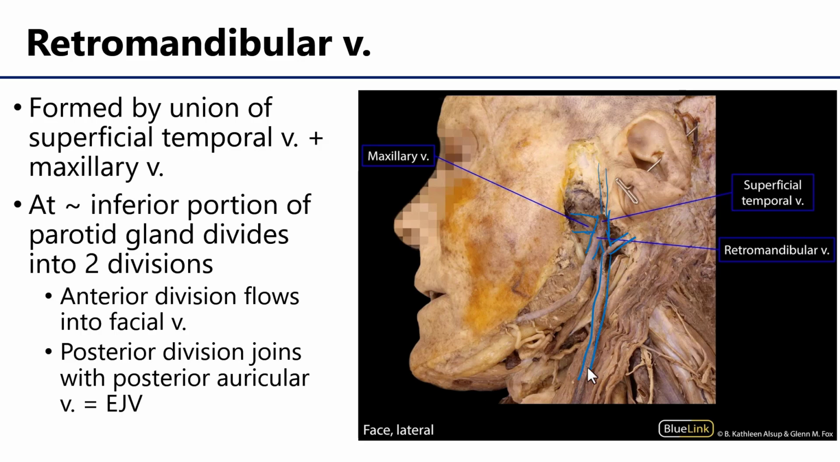That's the external jugular vein that moves superficial to the sternocleidomastoid muscle, whereas the anterior division meets up with the facial vein to have a common trunk that is flowing to the internal jugular vein, IJV. So all of retromandibular vein flows into one of two jugular veins, the posterior division into the external jugular and the anterior into the internal jugular vein.